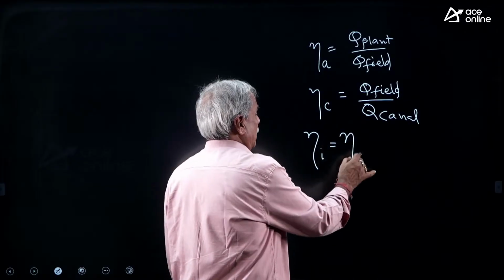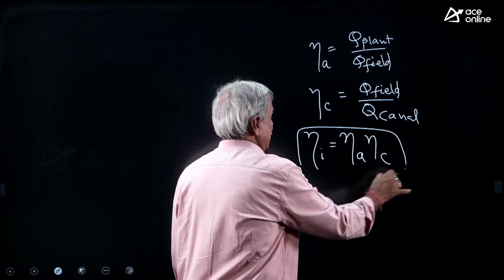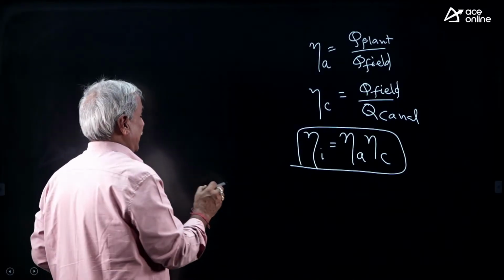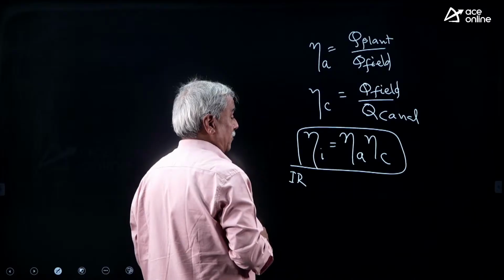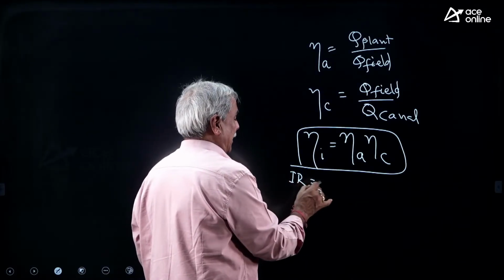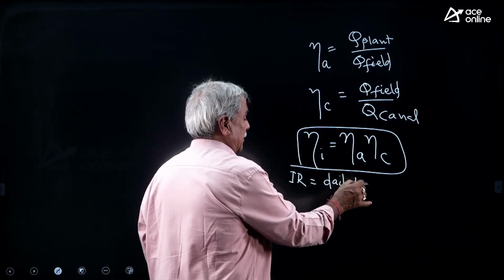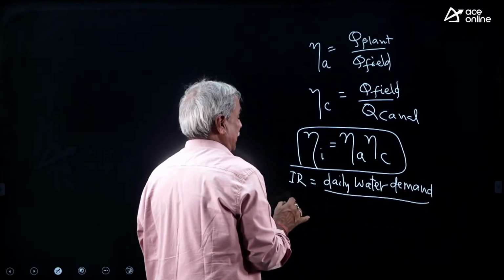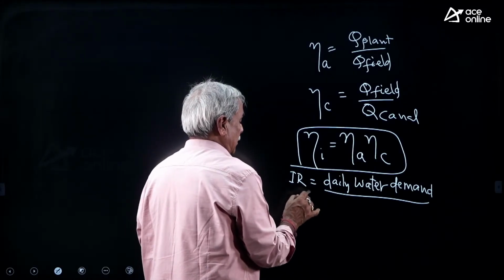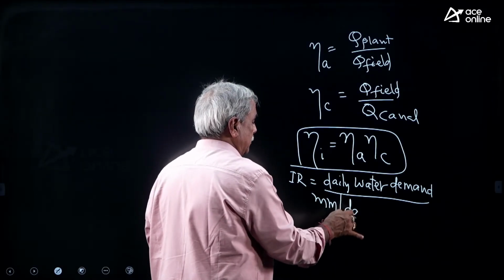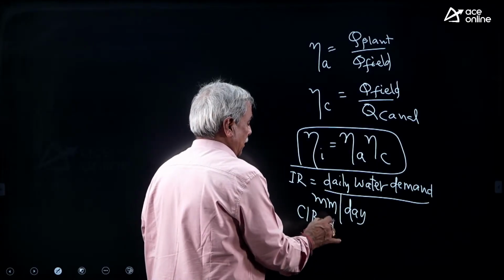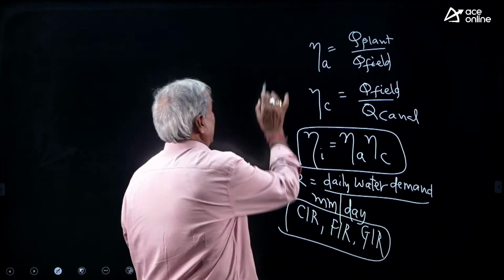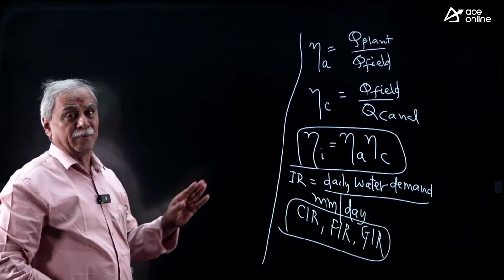Overall efficiency is equal to application efficiency into conveyance efficiency. This formula is one important area. A question may be given on irrigation requirement. Friends, we know what is irrigation requirement. Irrigation requirement is the daily water demand at a given location for a crop, that is in the units of mm per day. At the plant CIR, at the field FIR, at the canal system GIR. These three are most important relations. Most important relations you can remember.